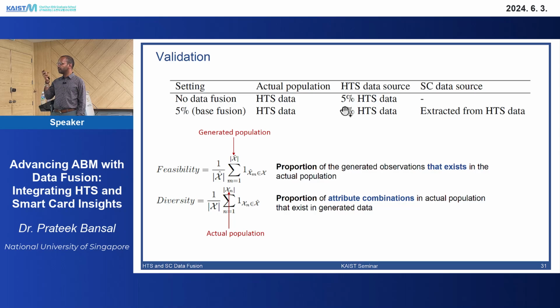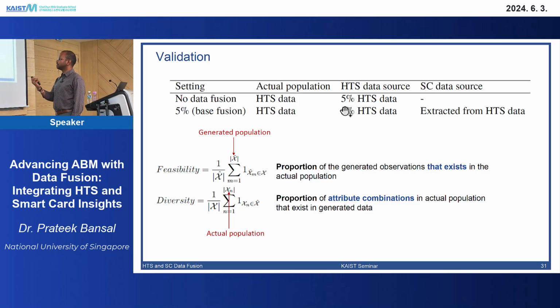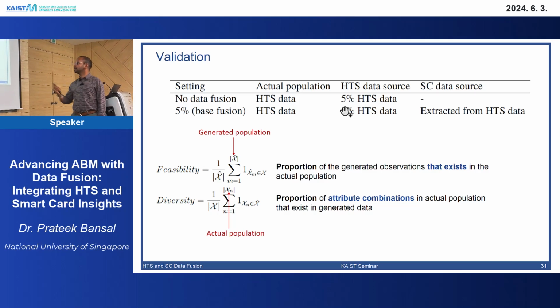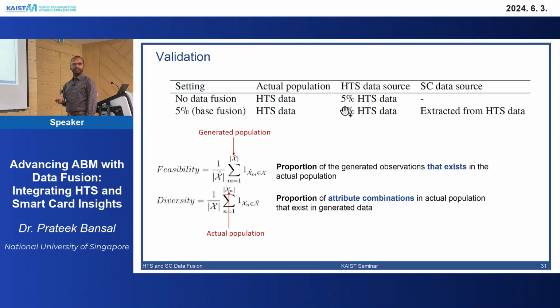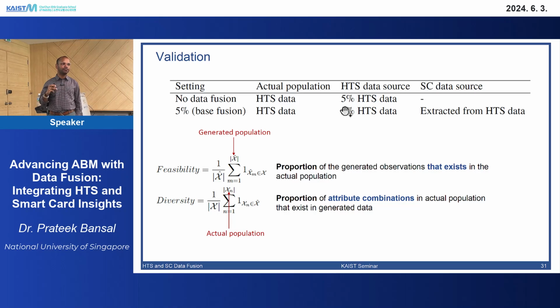In the data fusion case, we extract all the transit trips from the HTS data and call it our SC data. And again, a 5% sample of the HTS data is our HTS data. So we define two things. The good thing is that now we know the population when we are doing this experiment, so we know how this approach works.